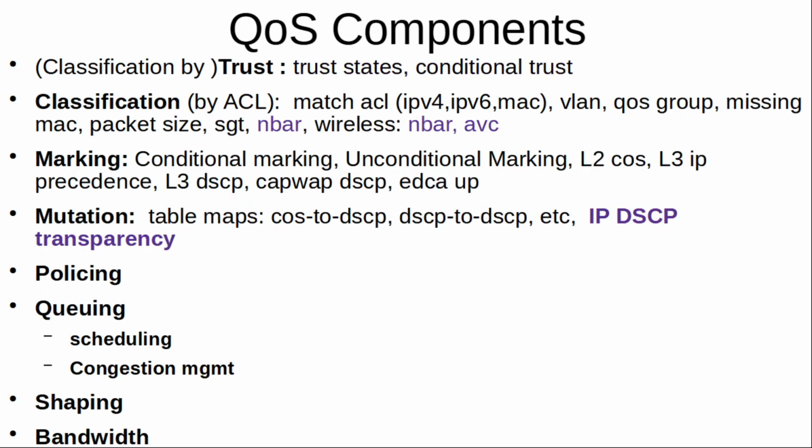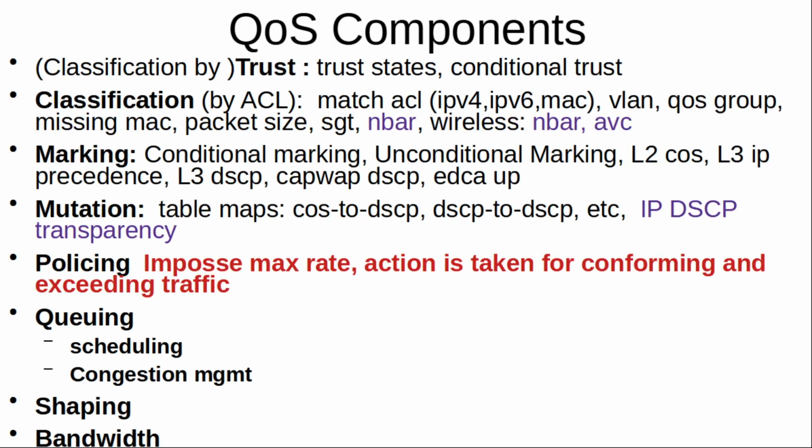What are the features that we have? We have our table maps: DSCP to DSCP, IP precedence to DSCP, and so on. There is a feature that you will come across when reading old documentation that was known as IP DSCP transparency. This is a feature that is the exact opposite of mutation. When you enable IP DSCP transparency in a switch, you guarantee that some traffic will never change its DSCP values when crossing this particular switch. Let's go for the next quality of service component.